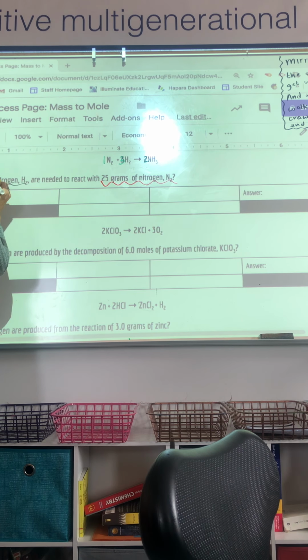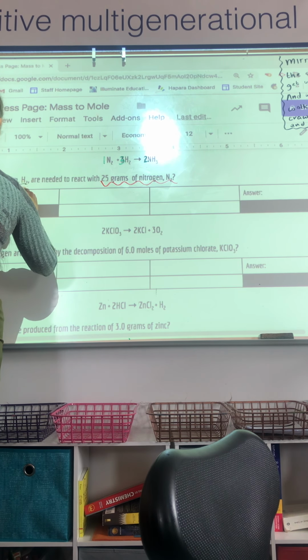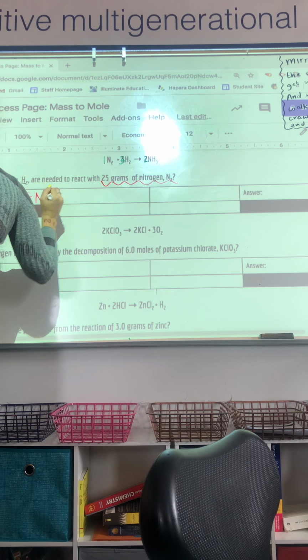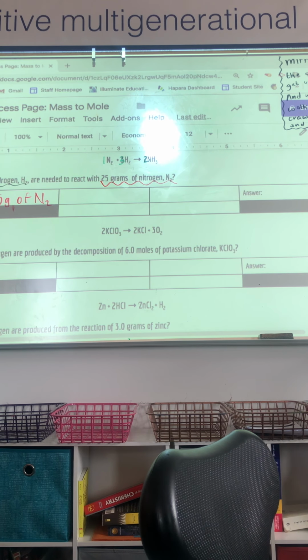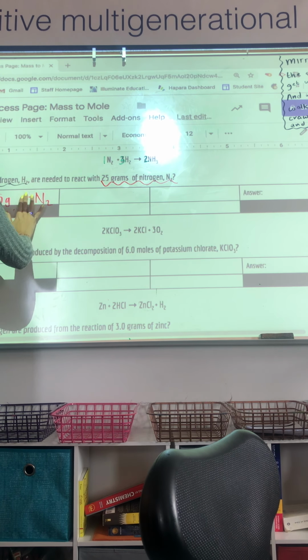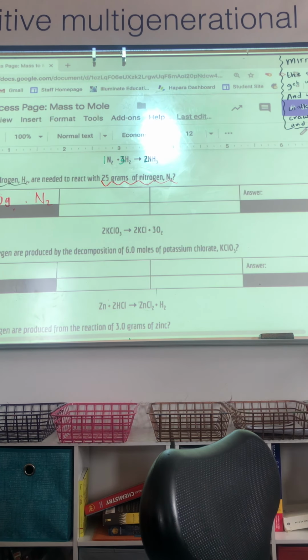All right. I'm going to put my given in my first box. 25 grams. I'll just write G. 25 grams of N2. Questions on why that went where? No. Just 25 grams of N2. Now, I need to get from grams of N2 to moles of H2. Can I go from grams of one thing to moles of another in one step? No. I need to get it to what first?